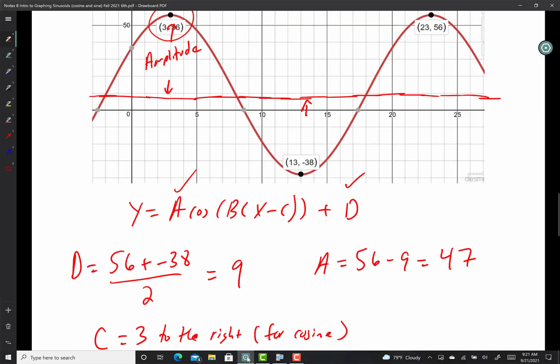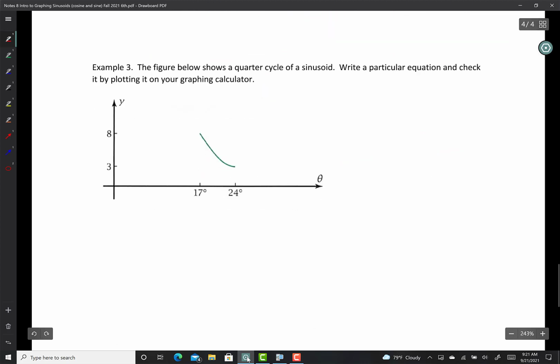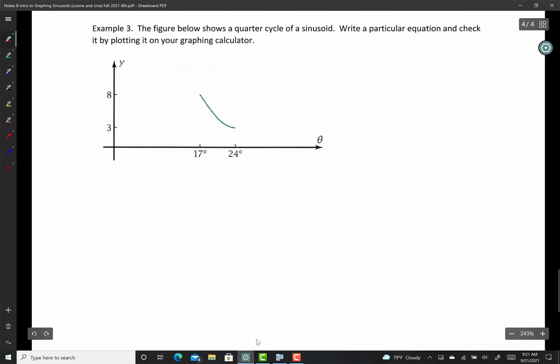Last one. And this is how y'all's assignment's going to look, like this. And you can work in groups, so it's all good. The figure below shows a quarter cycle. What does a quarter cycle mean? 1/4. Yeah, 1/4, 25% of a cycle. Don't worry, guys. There's the last one. Write a particular equation and check it by plotting it on your graphing calculator.